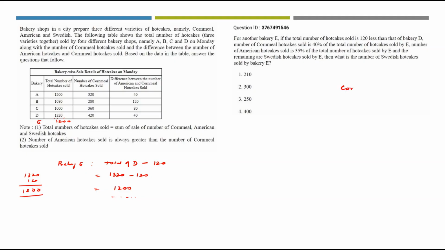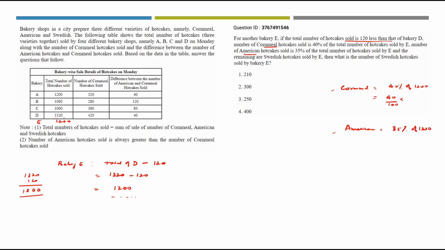Now they are saying cornmeal count can be obtained by 40% of 1200. Similarly, American variety can be computed using 35% of 1200. Only when you find out what is the total count here, you will be able to compute for cornmeal variety as well as American variety. So the question is about Swedish number. In order to compute for Swedish, you should definitely know these two counts. So now we will get into the computation.